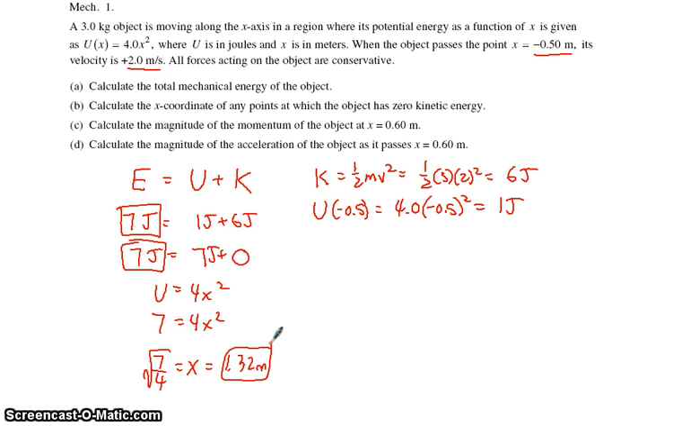C, calculate the magnitude of the momentum. Oh, you know what? That one, you guys don't know how to do yet. Sorry about that. D, calculate the magnitude of the acceleration of the object as it passes x equals 0.6.